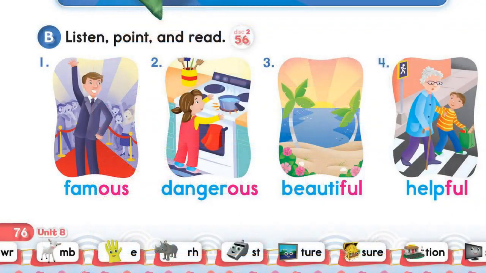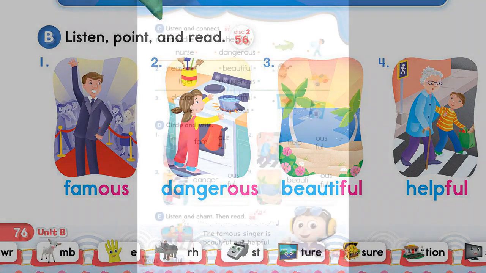Page 76. B. Listen, point, and read. 1. Fame, us. Famous. 2. Danger, us. Dangerous. 3. Beautiful. 4. Help, full. Helpful.